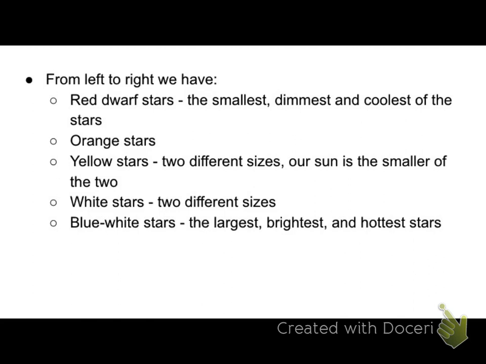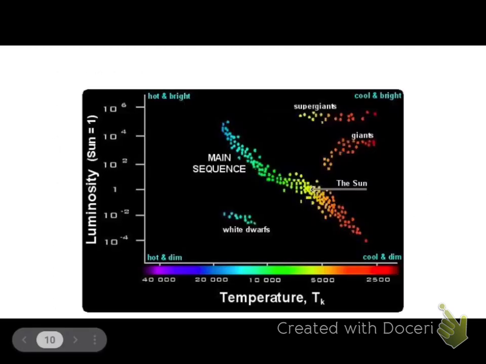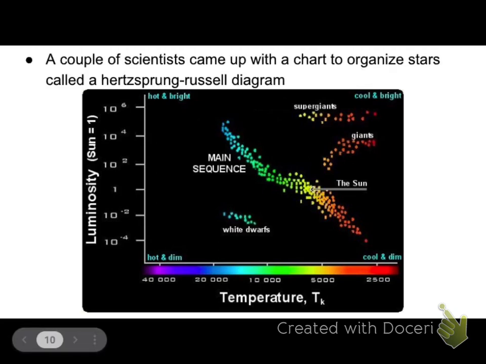So this would be how we classify stars based on their color and their size, but we also sometimes take into account their luminosity. Okay? So you can look at the next image that you have. This is a chart or a scale made up by two scientists, and it's named after them. It's called a Hertzsprung-Russell diagram, named after the last names of the two scientists who came up with it. And they wanted a way to organize stars based on their temperature and their luminosity.